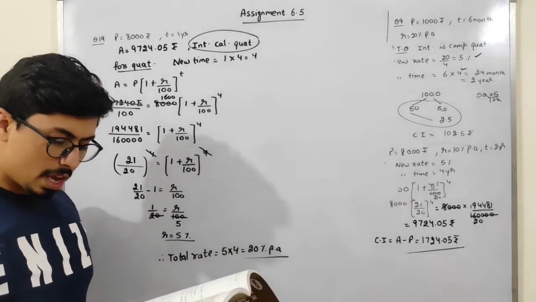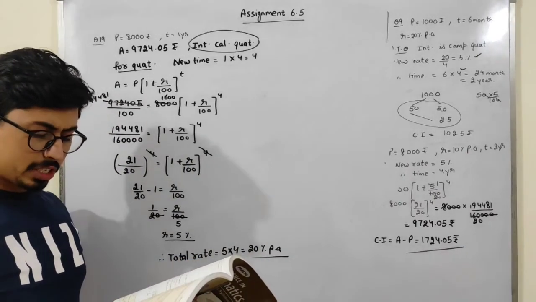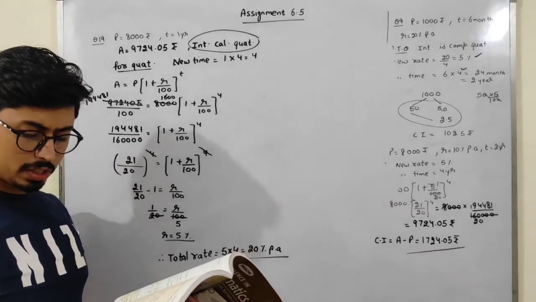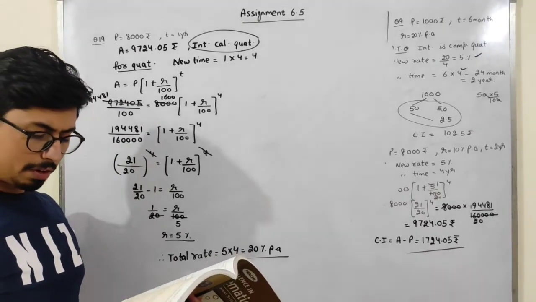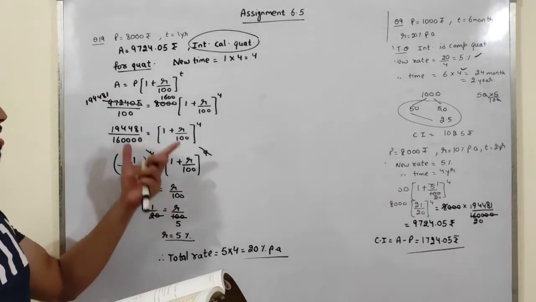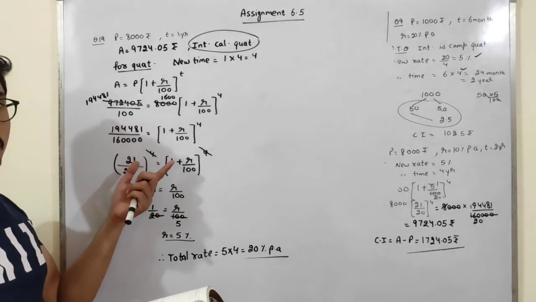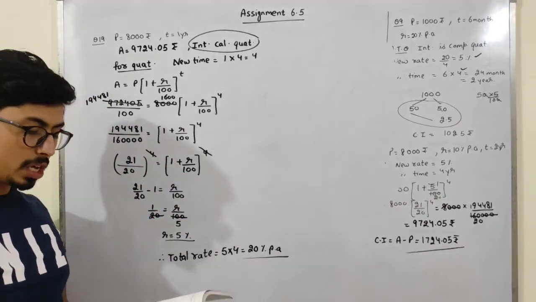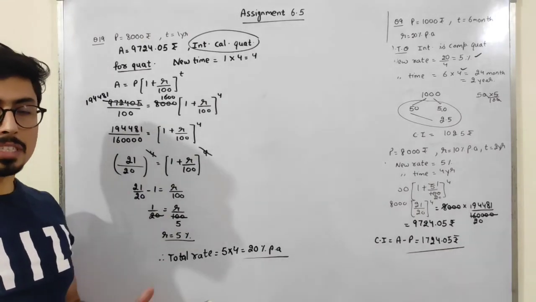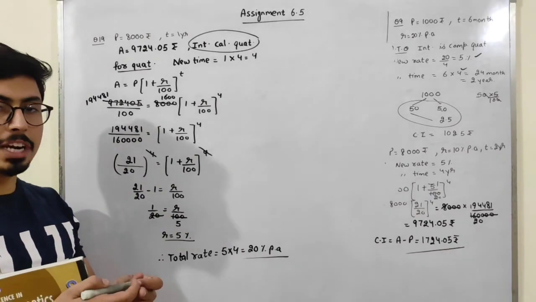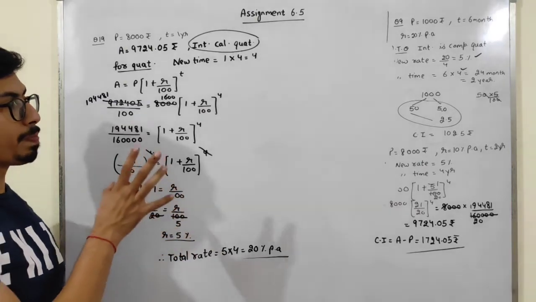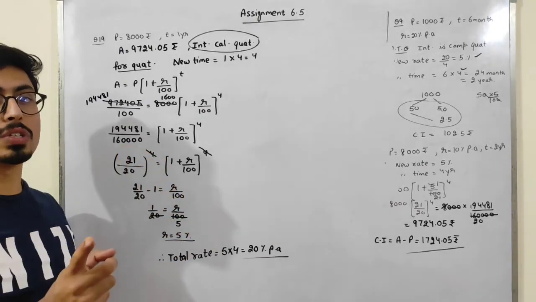Okay. Now the last is Rajesh, question 20. Rajesh borrowed this. He pays 10,000 after 5 years. Find the rate. See, this is the same question. You can just apply the formula and find out the answer. Okay. So students, assignment 6.5 is completed from my side. Just practice these questions and the remaining questions also.